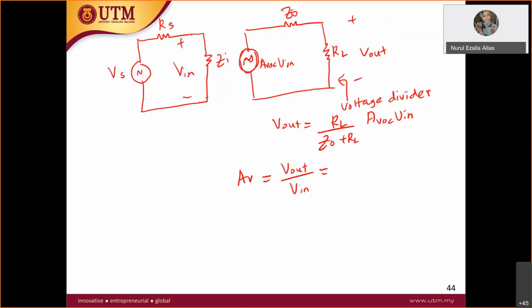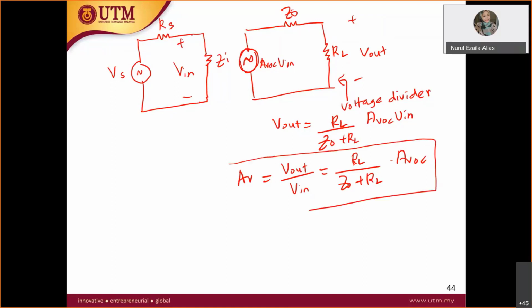So how about you rearrange the equation for the voltage divider, and you see there is V out and also V in. You take out V out over V in, so it will leave you with RL over Z out plus RL times AVOC. AVOC is the gain factor value, which will be given. So here you will get another parameter, which is AV equal to V out over V in.